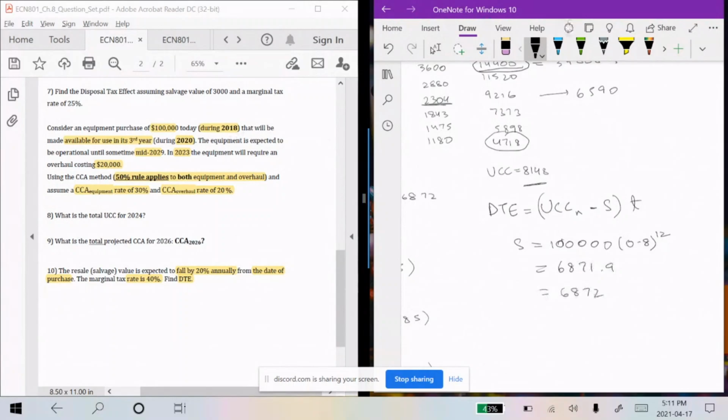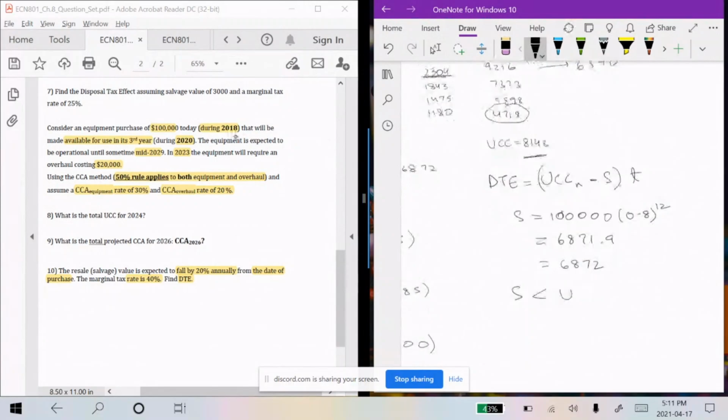And now in this case, the salvage value is lesser than the UCC, which means that the equipment has been depreciated less than it was supposed to be. In this case, the company paid more taxes. It wasn't depreciated completely. The company paid more taxes than they were supposed to. So now we find the DTE equals 8148 minus 6872, times T, the marginal tax rate, which is 40%, 0.4.